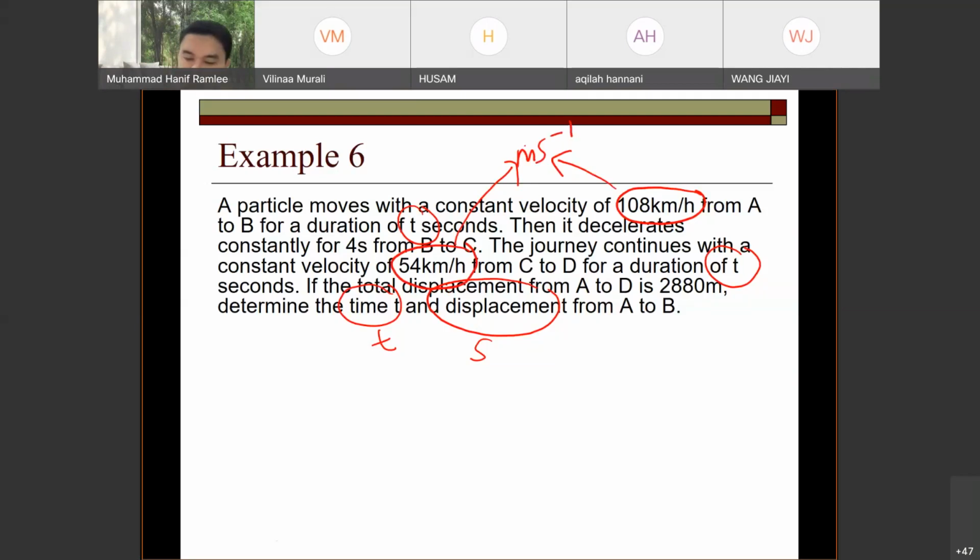Anyone, how to convert? Do this, the conversion. Meter per second, multiply by 5 over 18. Anyone? Multiply by 5 over 18. Sorry, cannot hear you.